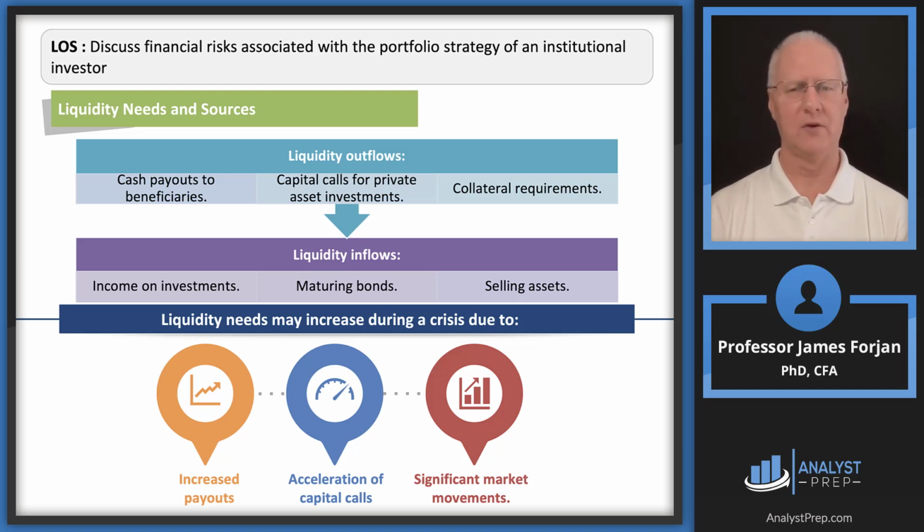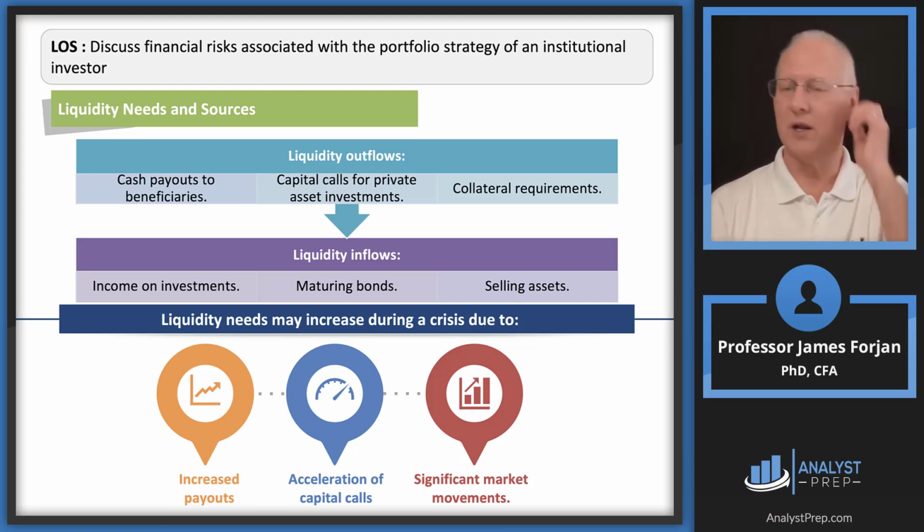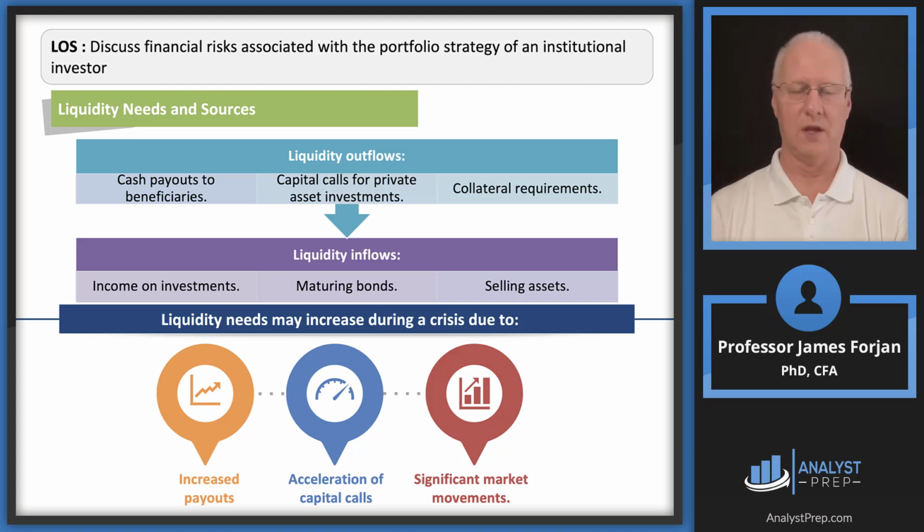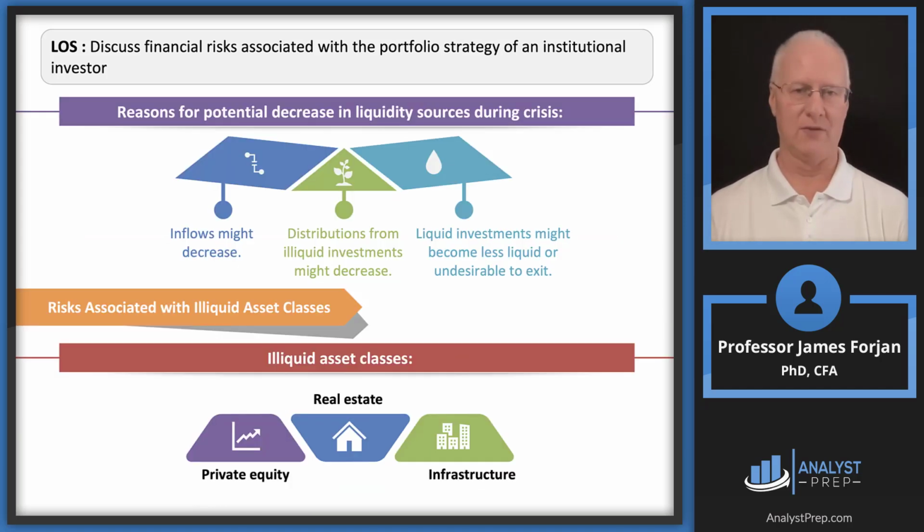I like this bottom part of the slide here. Liquidity needs may increase during a crisis because of increased payouts. Maybe we have early retirement if we're a pension fund, acceleration of capital calls, and then significant market movements. Of course, we need to worry about stock market and bond market and alternative investment crashes. And hopefully we manage this liquidity in a way in which we have some kind of a buffer. I always think of that as a buffer.